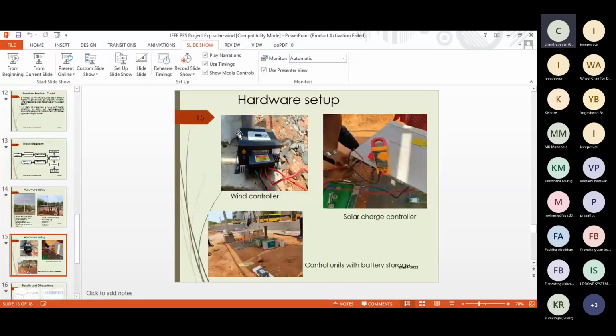And here is another automatic circuit. Here is a battery and the wind controller, the solar charge controller, and the control units with the battery storage. The 400 watts from the wind turbine and the 800 watts from the solar panels will be stored in these batteries and given to the inverter, which converts this DC to AC, and we use the overall supply for the AC loads. The battery rating is 150 amp-hours, and we use two batteries.